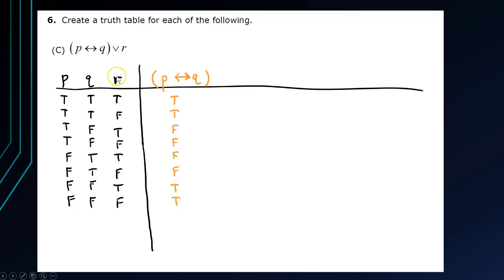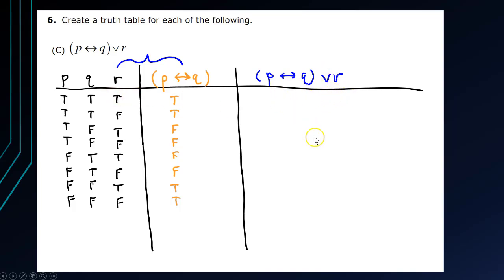Now I don't have to rewrite R because R happens to be this column here. So I have this component and this component right here, so I can go right to this overall statement. Since it's an OR statement, or a disjunction, if at least one of them is true, then the whole thing's true. The only time it's going to be false is if both are false. If you look here, I have both falses in the fourth line down and in the sixth line down. Everywhere else it should be true because it has at least one true. So it's going to go true, true, true, false, true, false, true, true. And that's what the truth table is for that.